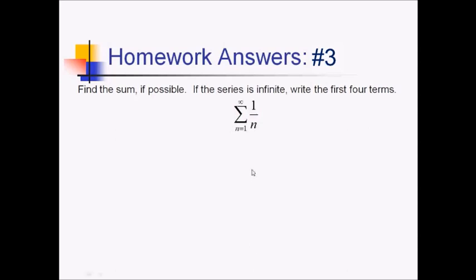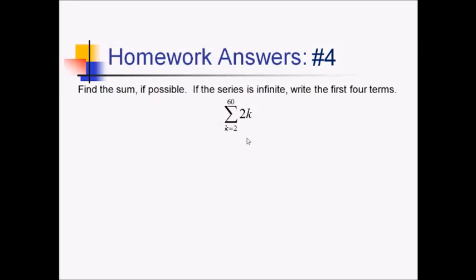For this one, we want the sum from 1 to infinity of 1 over n. Now, since this series is infinite, we just have to write the first four terms. Let's get that right off the bat settled there. So starting with 1, we've got 1 over 1, which is just 1, plus 1 over 2 is the next integer after 1, plus 1 over 3, plus 1 over 4, plus ... to show that this is going on to infinity.